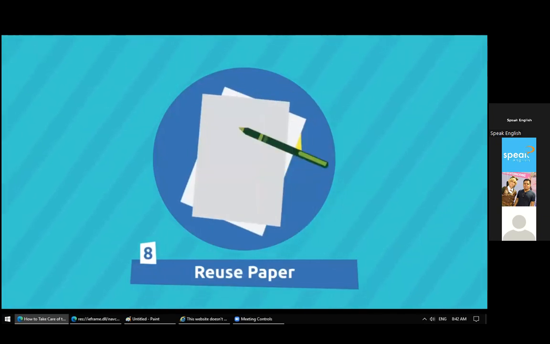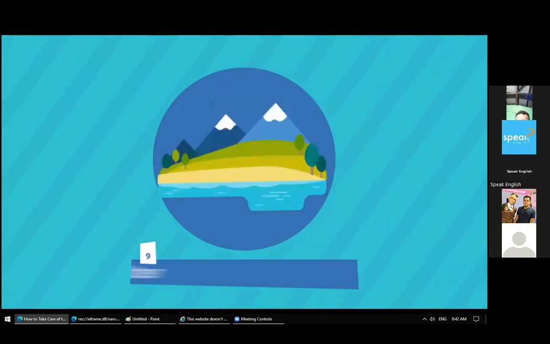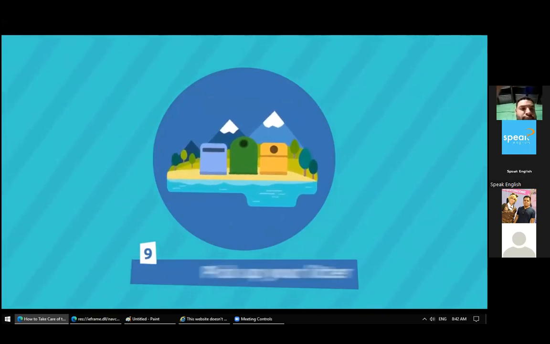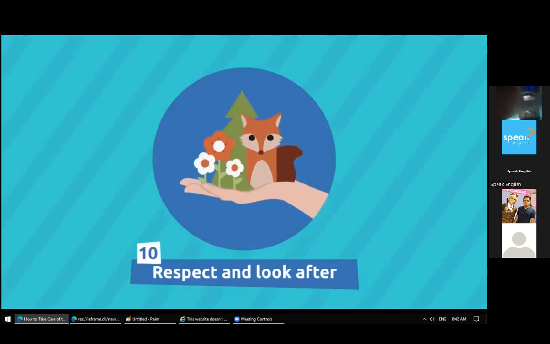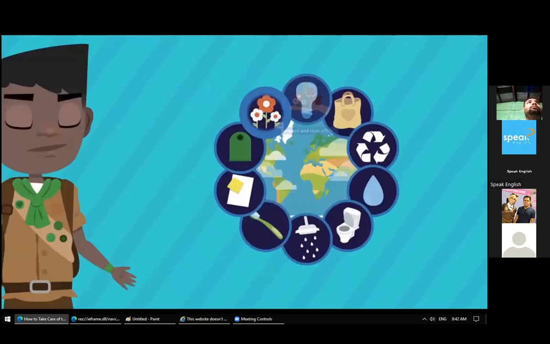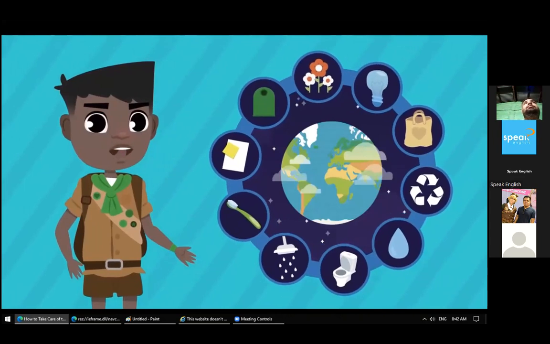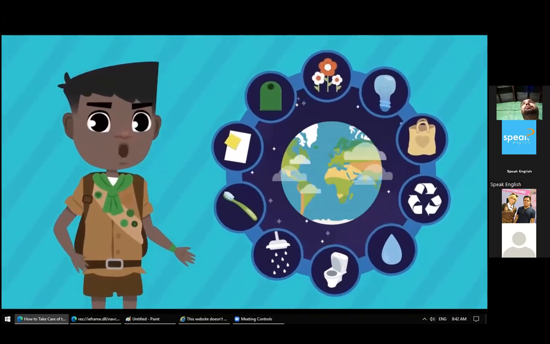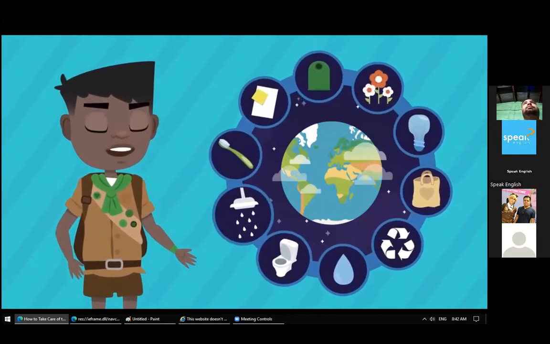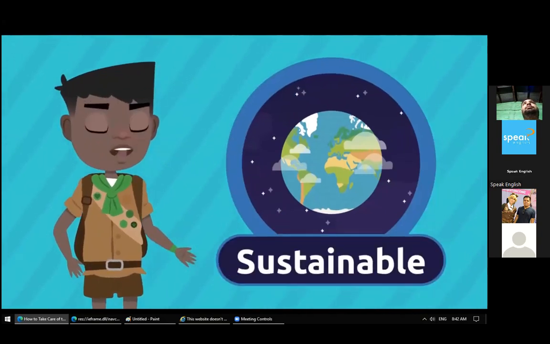Reuse paper. For example, remember that you can write on both sides of the sheet to maximize its use. Pick up your litter every time you go to the beach or the mountains. Respect and look after the animals, flowers, and trees around you. Easy ways to look after the environment, right? I'm sure you already know about them and do most of them. With actions like recycling, saving energy and water, and looking after all living beings, we contribute to a more sustainable planet.